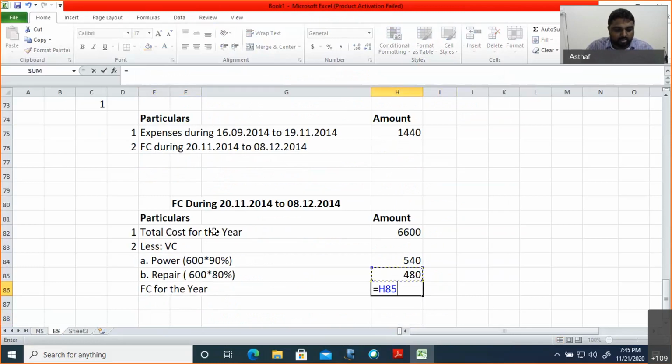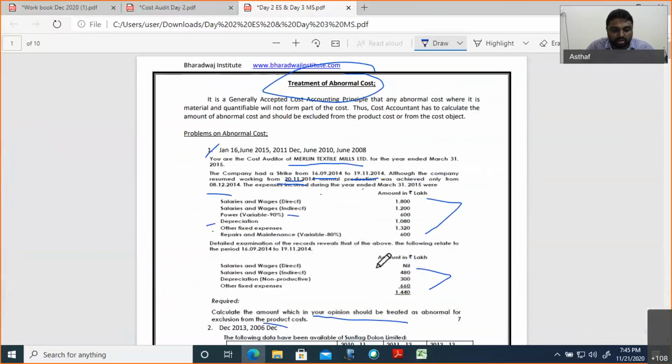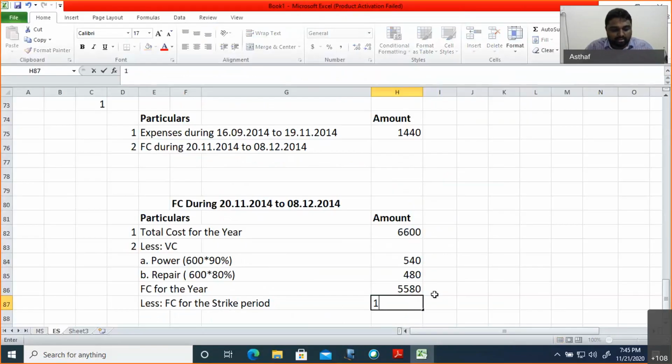So what is the fixed cost for the year? Now, very interesting: less fixed cost for the strike period. What is the strike period fixed cost? This 1440 is the fixed cost for the strike period. So less 1440, you will get the fixed cost for the non-strike period.